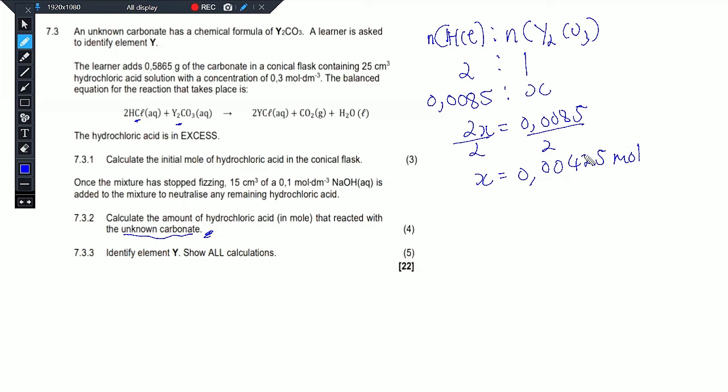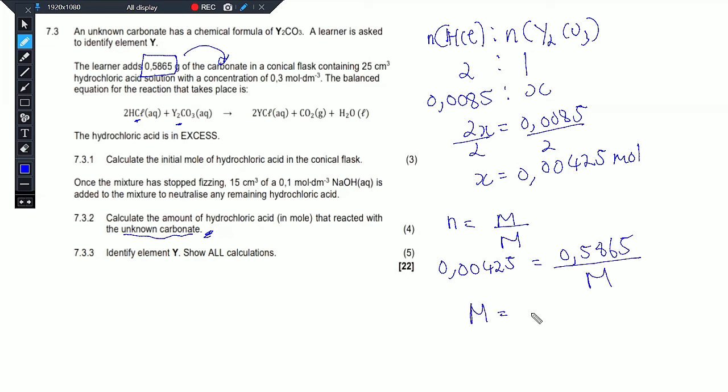So now you have the number of moles, meaning we can calculate the molar mass. Remember, we are given the mass of this unknown carbonate. So we can say n is equal to mass over the molar mass. Our number of moles, 0.00425, is equal to the mass, 0.5865, over M. So if we want to calculate the molar mass, that's 0.5865 divided by 0.00425. And then your molar mass is equal to what?